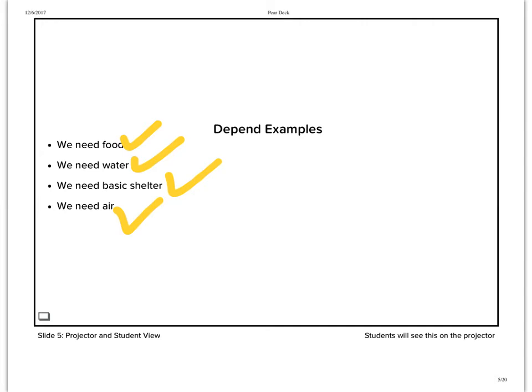What I mean when I say basic shelter is not a big gargantuan mansion. I mean, we need shelter from weather. We need something to protect us. This could be a tree. This could be a simple kind of hut or something. But I mean a basic covering to protect us.